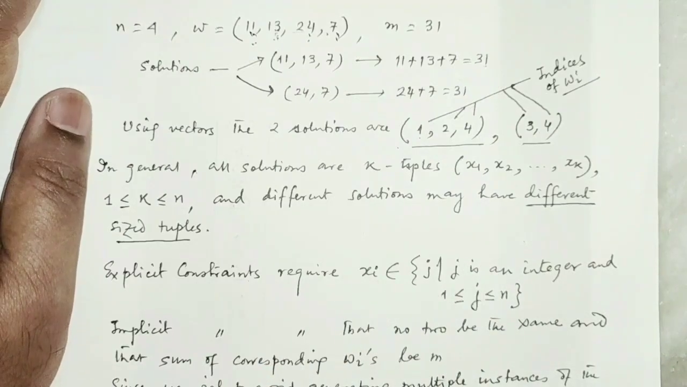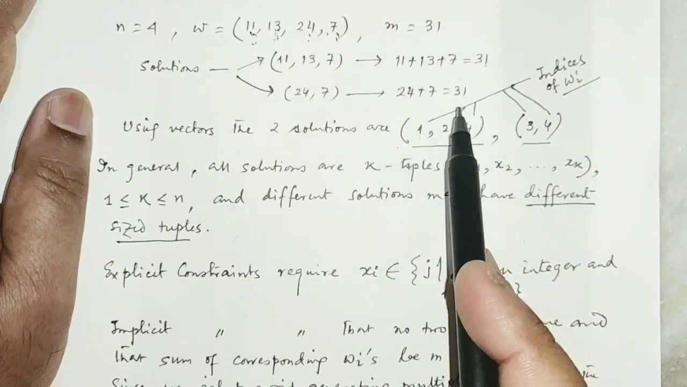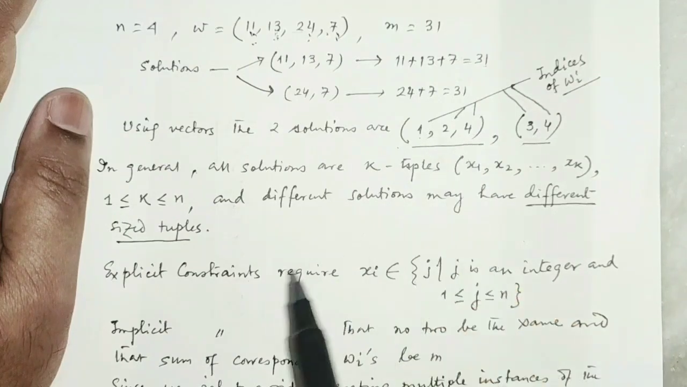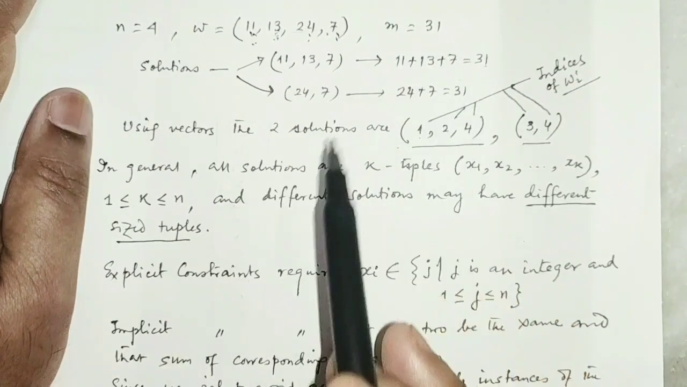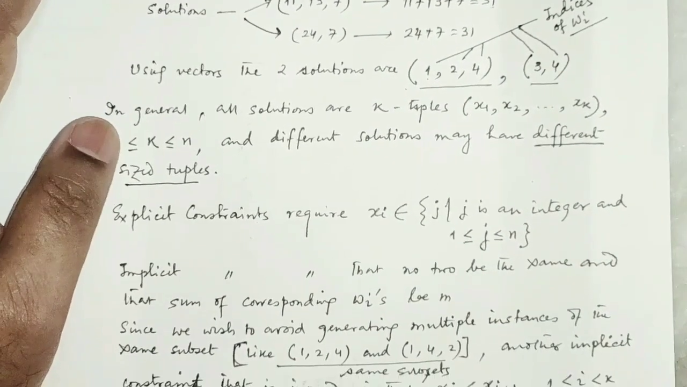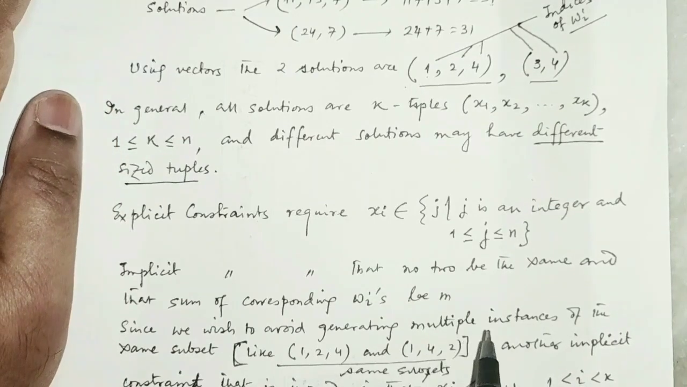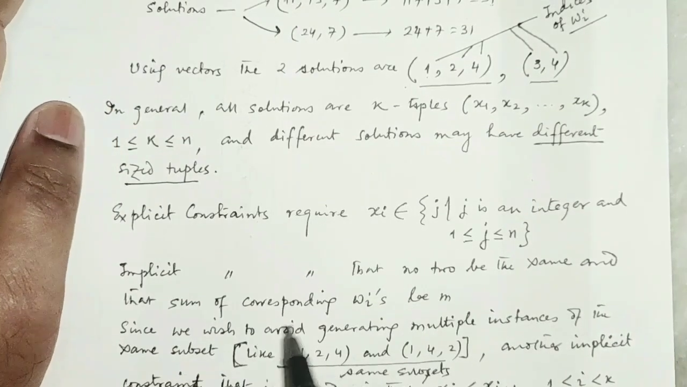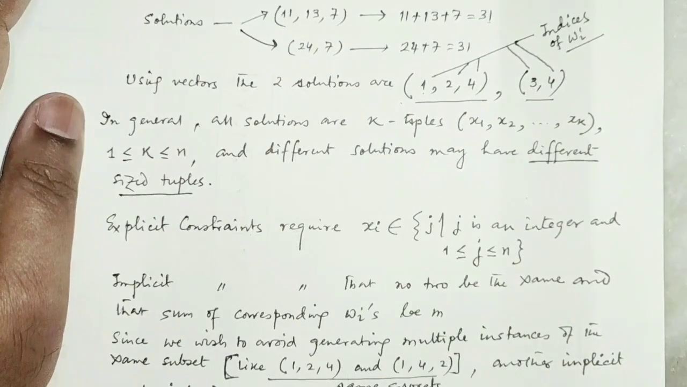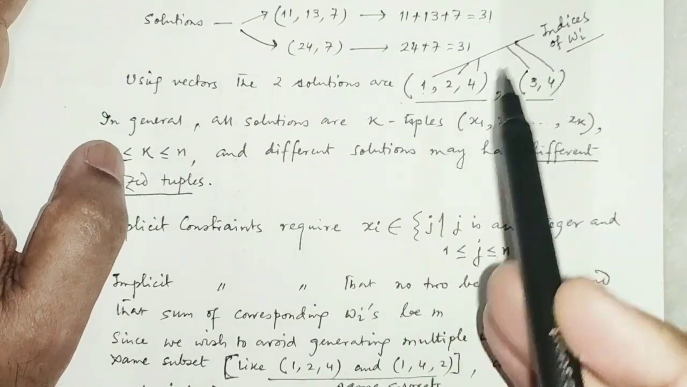But implicit constraints require that no two be the same and the sum of corresponding wi's be m. So here this is satisfying the criteria. That means 1, 2 and 4. It is not like 1, 2, 3, 4 all. No, 1, 2 and 4 satisfies the criteria. So since we want to avoid generating multiple instances of the same subset, that means 1, 2, 4 is equivalent to 1, 4 and 2. Whatever the combination is, ultimately it leads to 31.